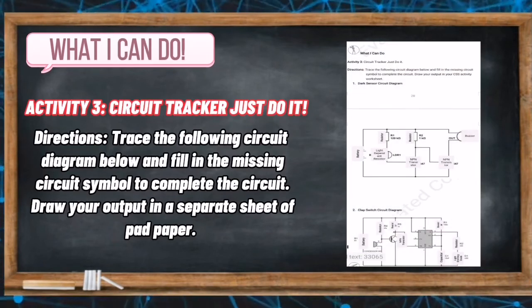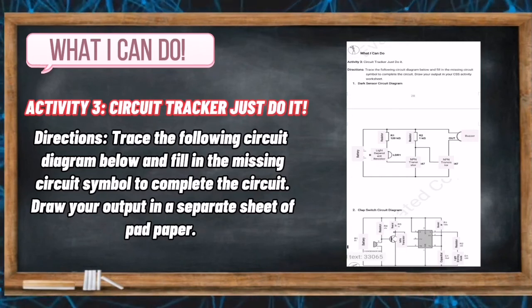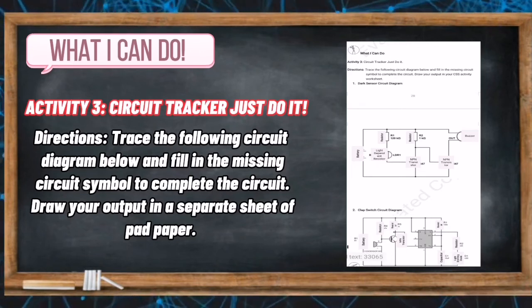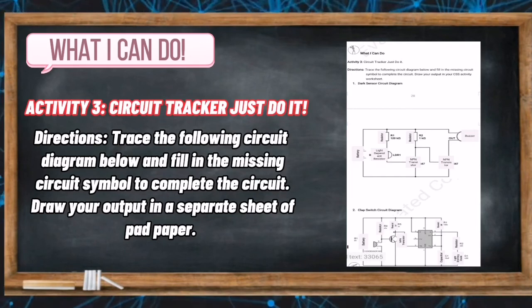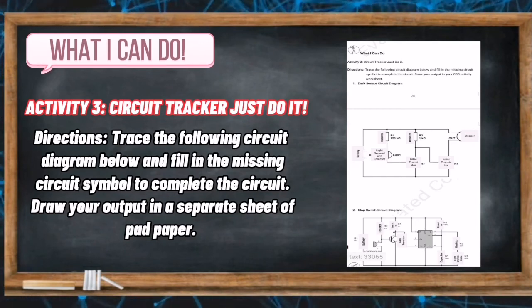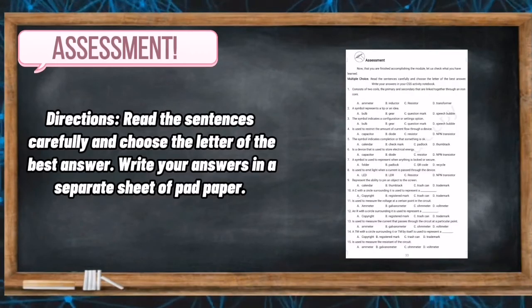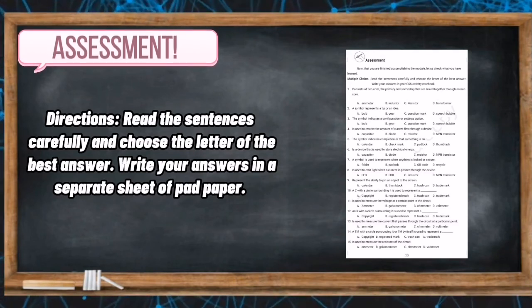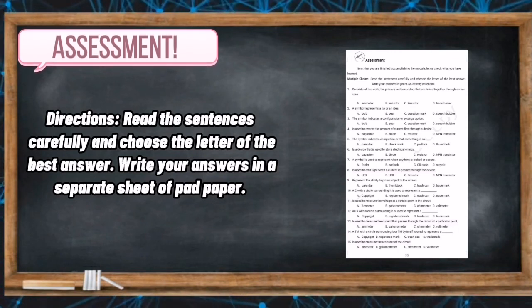Next, let's do What I Can Do. Please answer Activity 3 entitled Circuit Tracker, Just Do It. Directions: Trace the following circuit diagram below and fill in the missing circuit symbol to complete the circuit. Draw your output in a separate sheet of pad paper. Now that you are finished accomplishing the module, let us check what you have learned. Let's answer the assessment. Directions: Read the sentences carefully and choose the letter of the best answer. Write your answer in a separate sheet of pad paper.